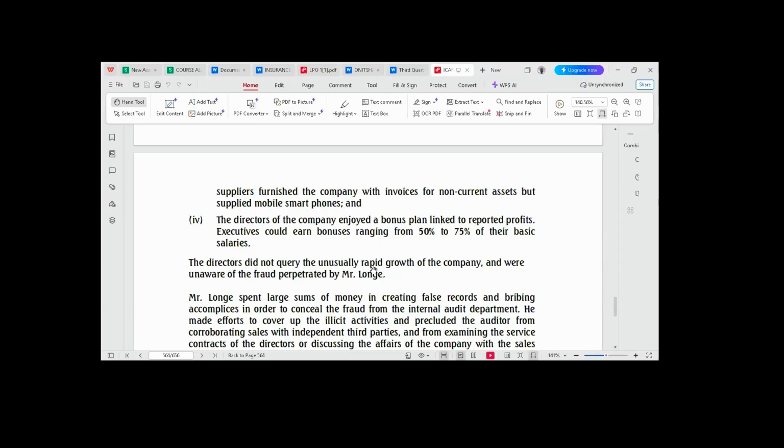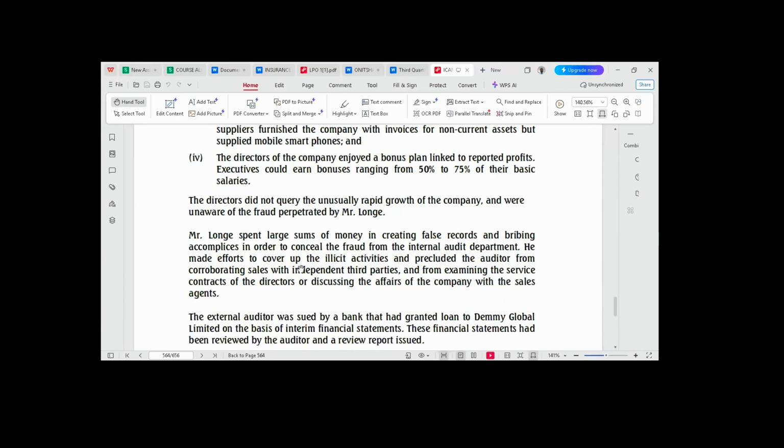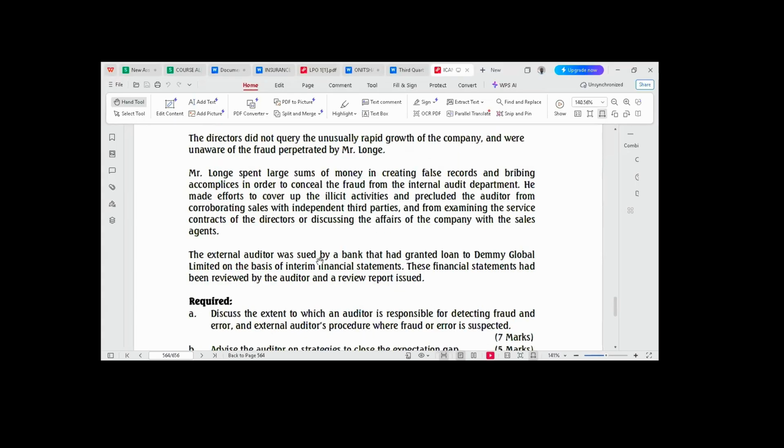The directors did not query the unusual rapid growth of the company and were unaware of the fraud perpetrated by Mr. Lunge. Mr. Lunge spent large sums of money in creating false records and bribing accomplices in order to conceal the fraud from the internal audit department. He made effort to cover up the illicit activities and precluded the auditor from corroborating sales with independent third parties and from examining the service contract of the directors or discussing the affairs of the company with the sales agent. The external auditors were sued by a bank that had granted a loan to Demi Global Limited on the basis of financial statements. These financial statements had been reviewed by the auditor and a review report issued.